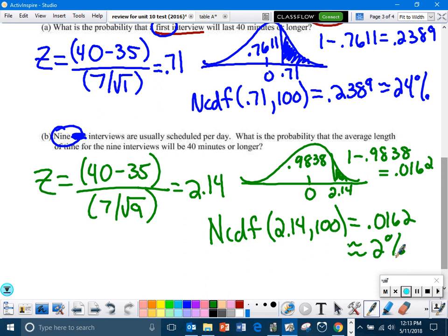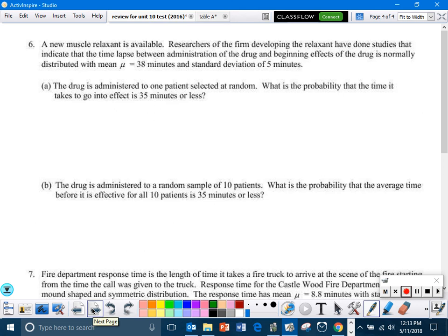All right, one more page. A new muscle relaxant is available. Researchers of the firm developing the relaxant have done studies that indicate that the time lapse between administration of the drug and the beginning effects of the drug is normally distributed with a mean of 38 minutes and a standard deviation of 5. The drug is administered to one patient selected at random. What is the probability that the time it takes to go into effect is 35 minutes or less?